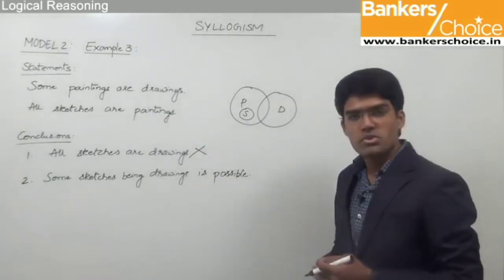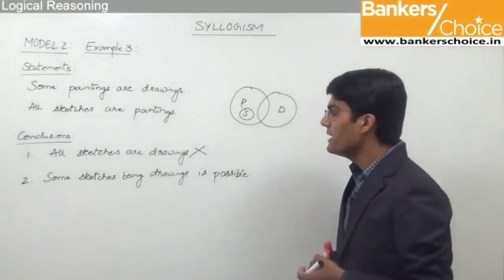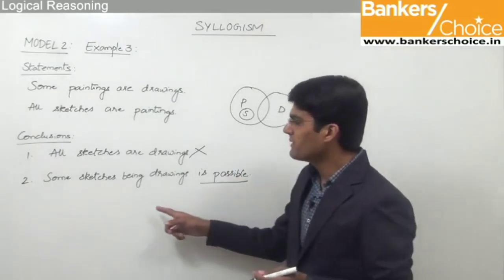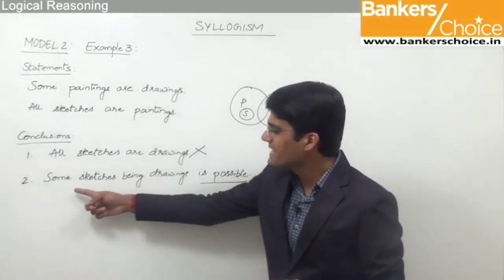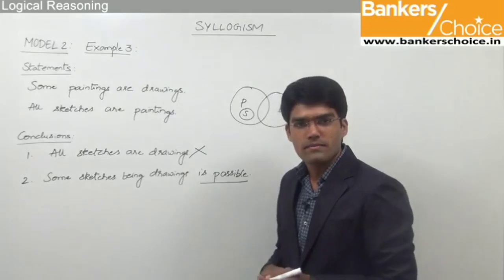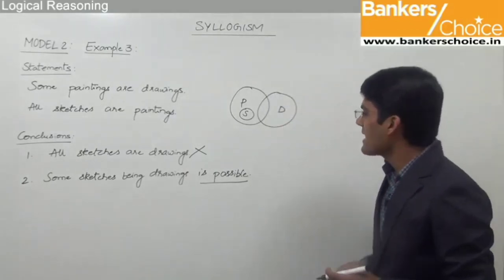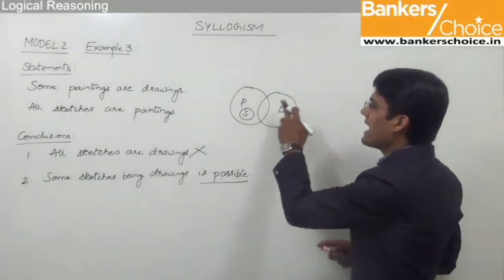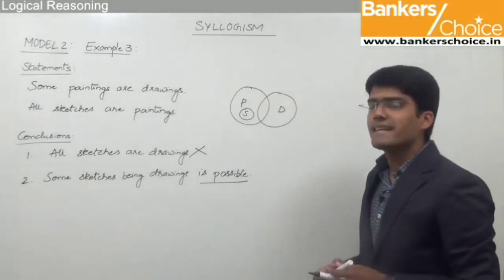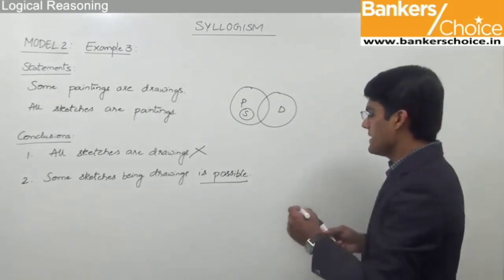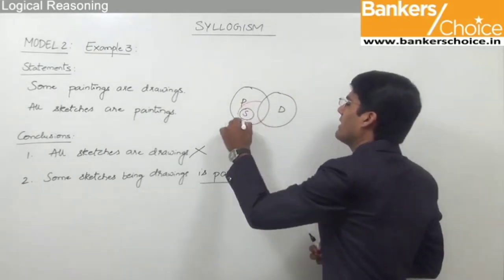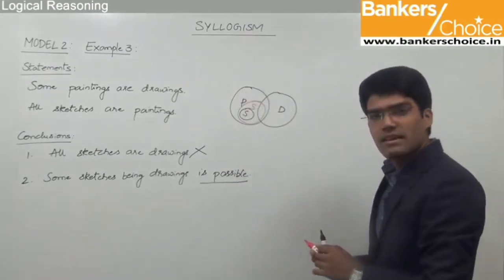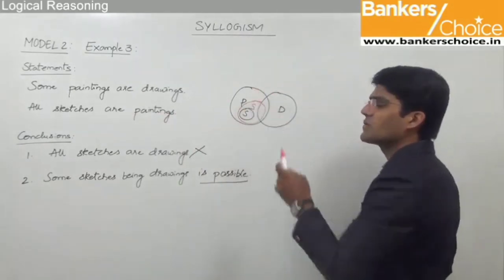Let us now look at the second conclusion here, which says some sketches being drawings is possible. So as we can see here, this is a possibility. And to prove this, we should be able to draw at least one diagram which says some sketches can be drawings. As we can see here, the basic diagram is as shown with the black circles. Now, if you try to look at the given statement, some paintings are drawings. The second statement is all sketches are paintings. Now here, if we take sketches in such a way that all sketches are paintings, as you can see by the red circle, all the sketches are inside paintings. So definitely all the sketches are paintings as shown by the red circle.